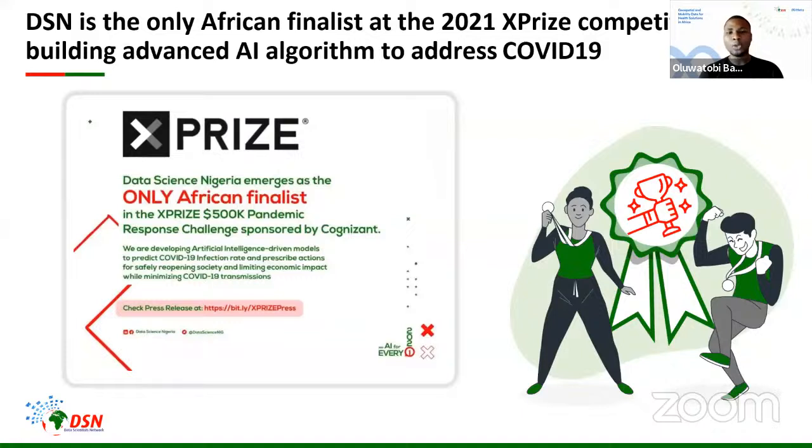DSN also came as the only African finalist at the X Prize competition in 2021. So we were tasked to build an algorithm, a real solution for managing pandemics. So we wanted to create a pandemic response, so things like COVID don't happen again. And we actually were the only African finalists from over 10,000 people.